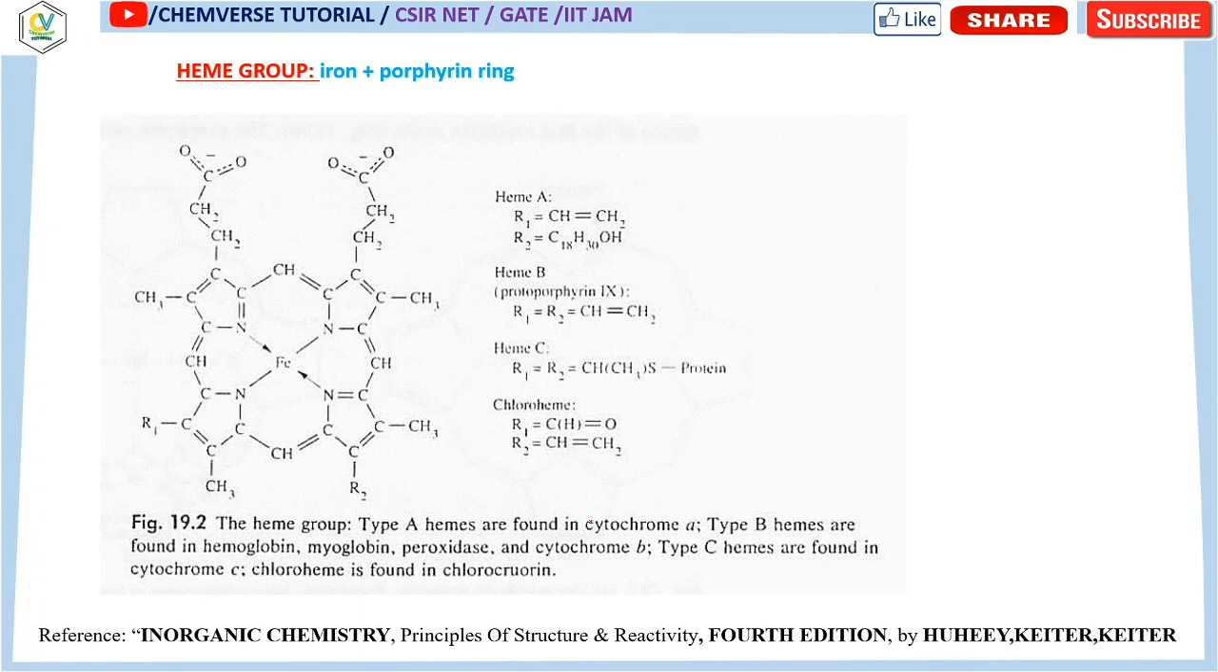Okay, so this chapter is very important from your NET and GATE perspective. For this, I will recommend a book by Huheey, a very well known book, and I have already taken this screenshot from that book also. It is a very standard book and sufficient for your NET or GATE preparation. If you read the book thoroughly, it will be very helpful for you. But over here, I am just going to represent it in a simplified manner so that you can understand what is going on.